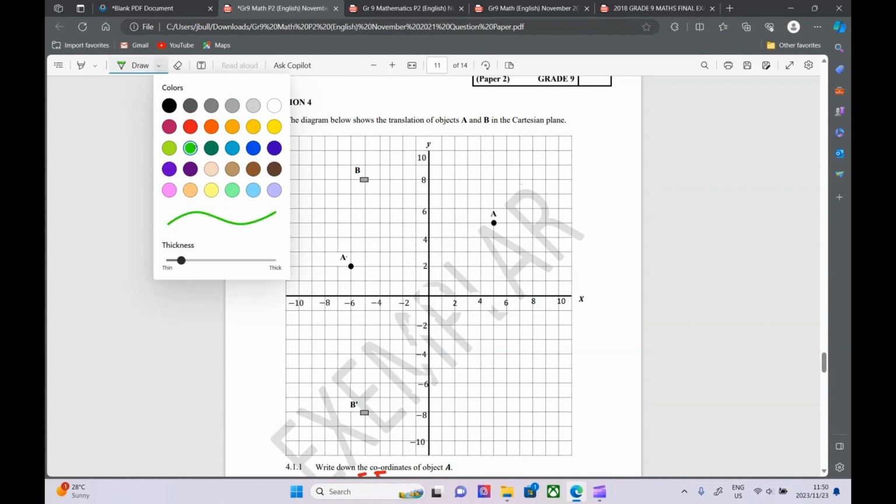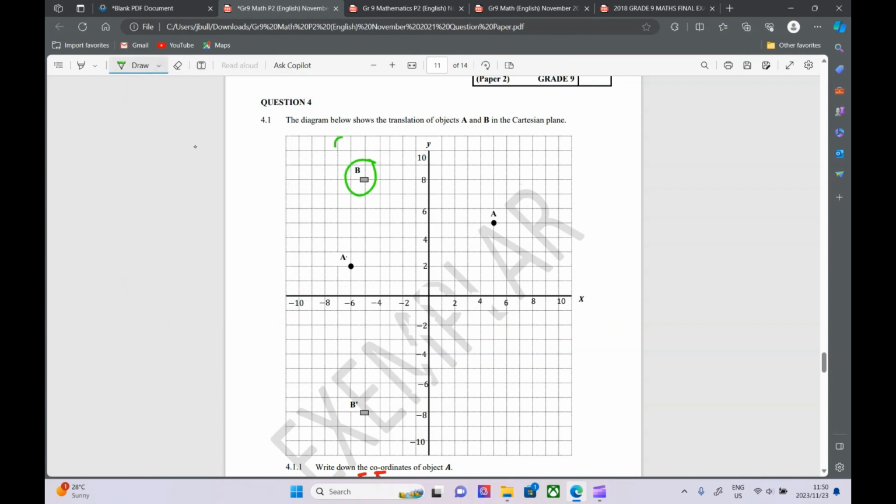This is the original one because it's just B. So let's just write a note so we know. And then this one, it's got the apostrophe. So that is the image. So that is the one that's been moved. Okay, they want the coordinates of the image, so they want the coordinates of this one.